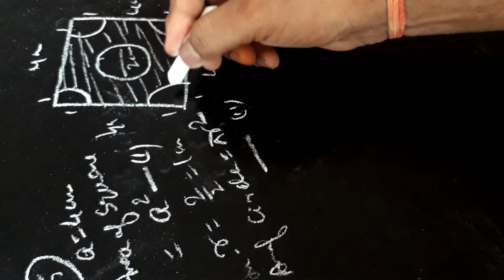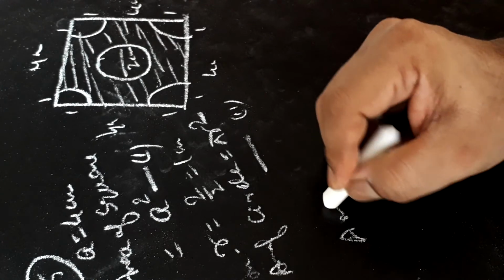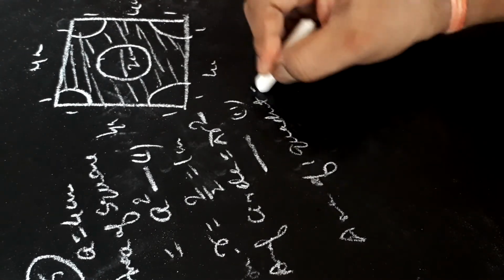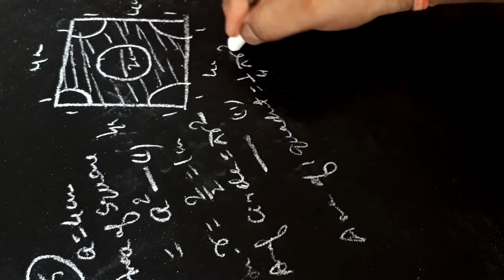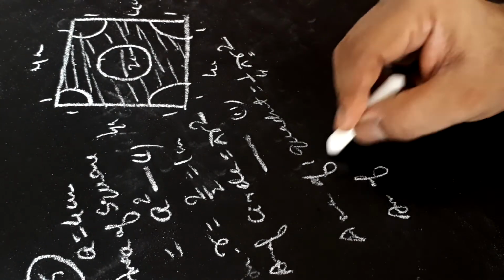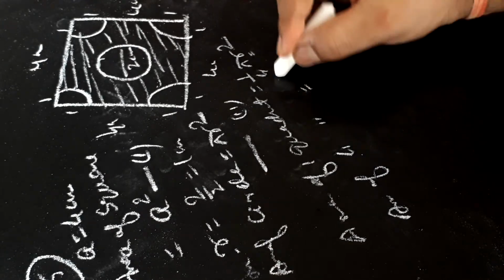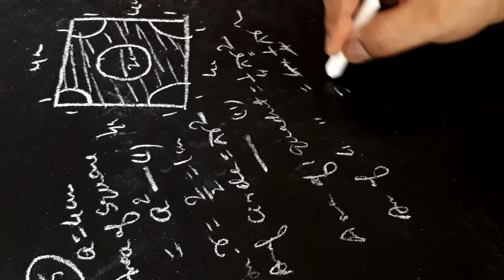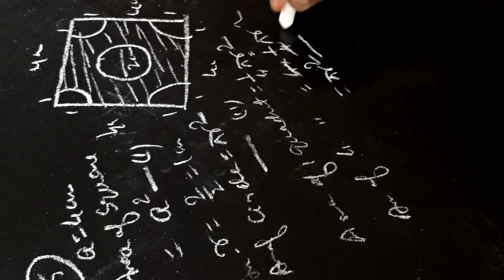Now we are going to find the area of each quadrant. Area of one quadrant will be 1 by 4 pi r square. Here r is equal to 1 centimeter. Therefore the area of 4 quadrants will be 4 into 1 by 4 pi r square. The 4s get cancelled, we are left with pi r square. Let this be equation 3.